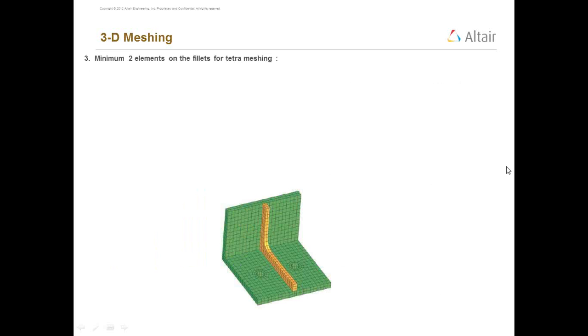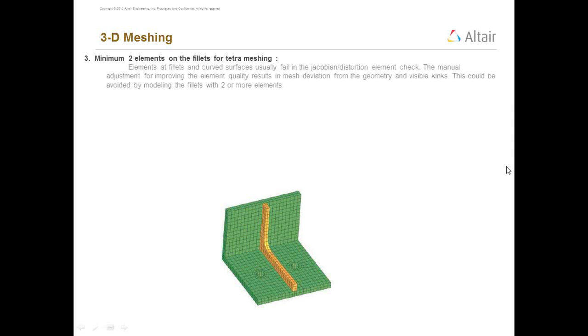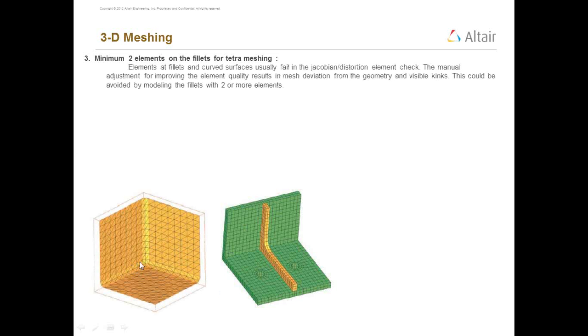Then, minimum 2 elements on the fillet of the tetra meshing. Elements at the fillet and curved surface usually fail, as you can see here. So 2 elements, 1, 2 at the fillet. Elements at the fillets and curved surfaces usually fail in the Jacobian distortion element check. The manual adjustment and improving the element quality results in mesh deviation from the geometry and visible kinks. This could be avoided by modeling the fillets with 2 or more elements.